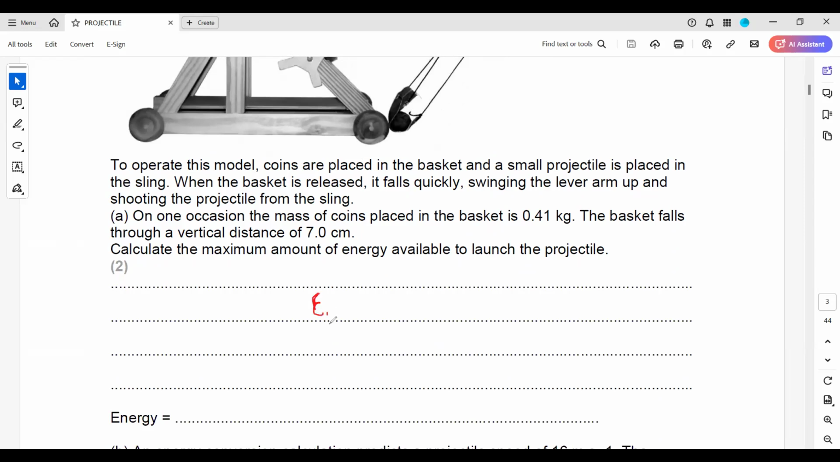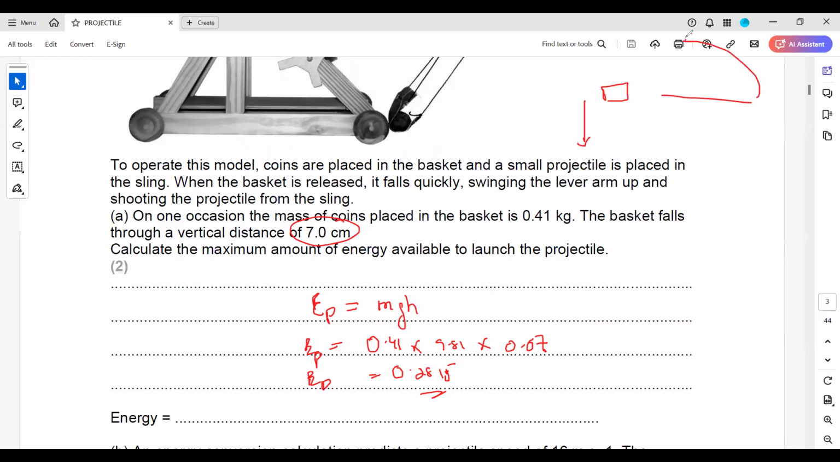So here we have to calculate the gravitational potential energy. You have learned the formula for gravitational potential energy in IGCSE. It's the mass, which is 0.41, multiplied by gravity 9.81, multiplied by height, which is given in centimeters, so we have to convert into meters, 0.07. So the energy available is 0.281 joules to launch this projectile. Is this question clear? When the basket moves downward, the lever of this war wolf will move and it will launch a projectile.